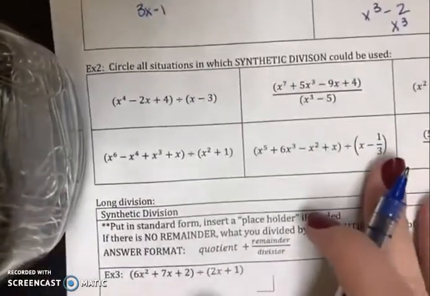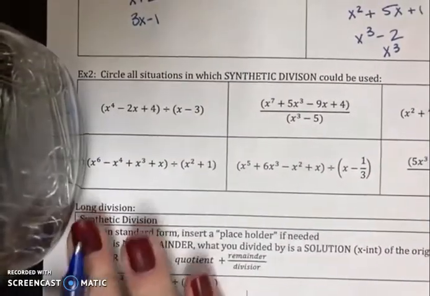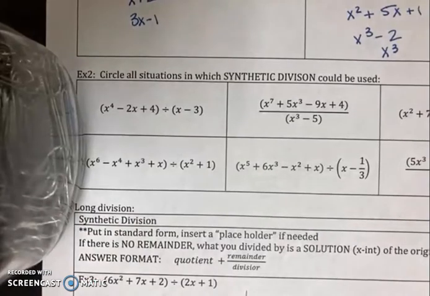For example 2, it would like for you to circle all the situations in which synthetic division can be used. Go ahead and pause the video and circle what you believe to be the correct answers and hit play when you are ready.